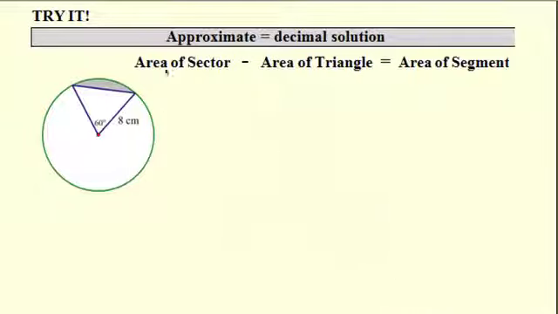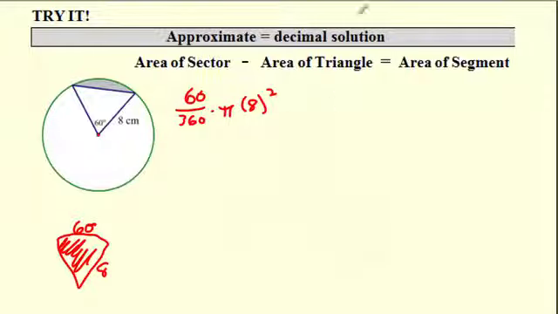Let's do this one. This is approximate. So I want to find the area of this segment. I even wrote the formula up here. I'm going to find the area of the sector, so I'm looking for this piece of pie right there. The radius is 8, and it's got that 60-degree angle in it. So just find the area of that. It's going to be 60 over 360 times pi r squared.